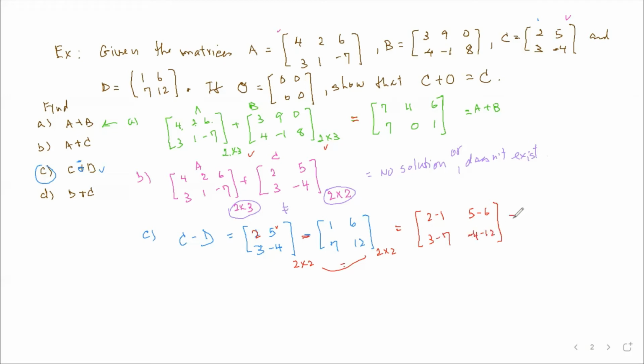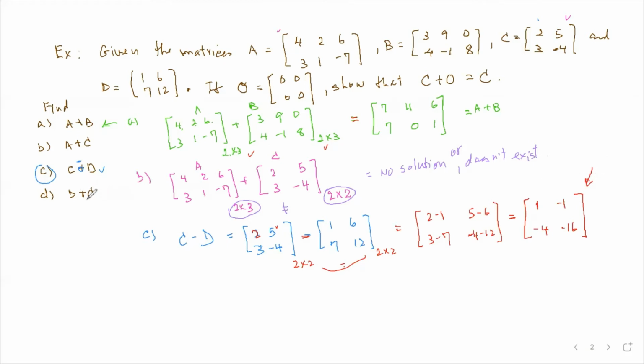Okay, then you simplify. So left 1 and negative 1. And this one becomes negative 4. And this one becomes negative 16. So this is the matrix C minus D for question C, the final answer.